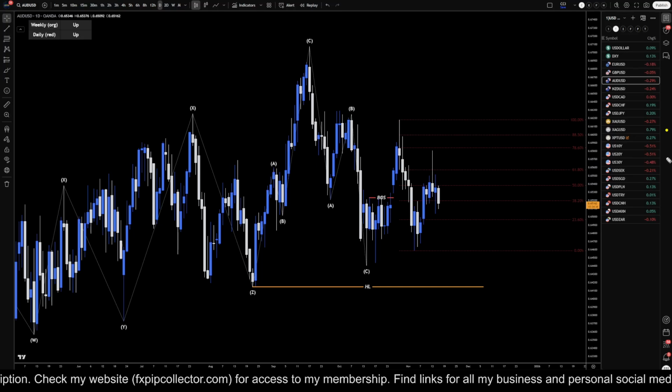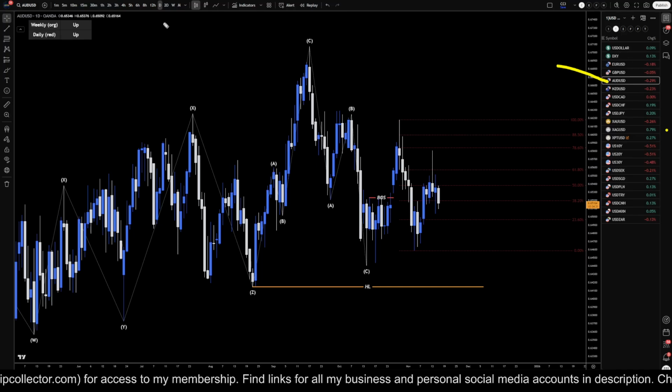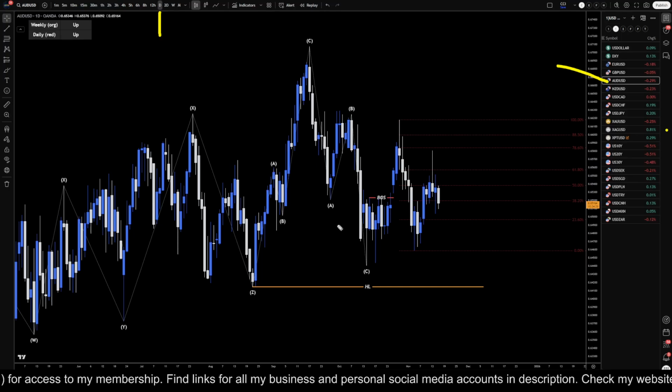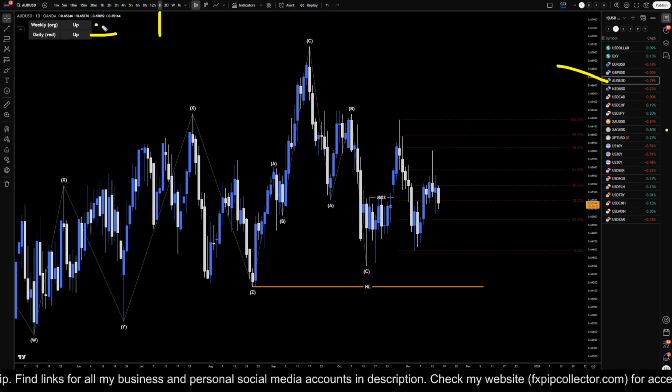Today is Monday, November 17th, and this is my analysis for the Aussie US dollar. We're starting on the daily, working down to the 1 hour time frame. On the daily, the trend is up. The trend is definitely up on the weekly. So primarily we should be looking for longs on these time frames.